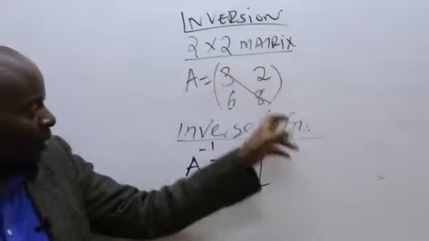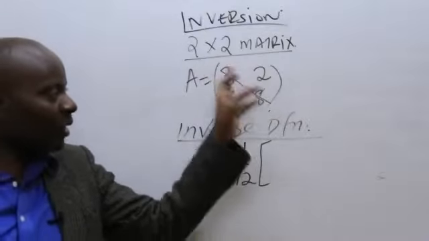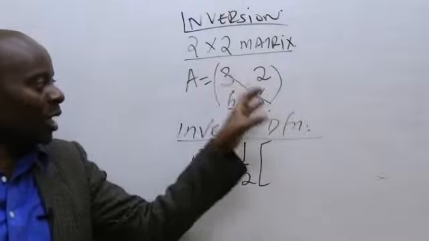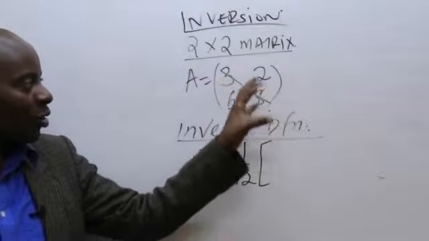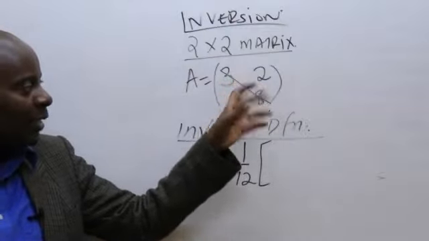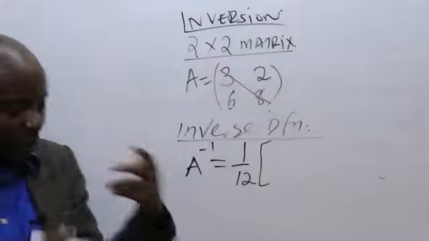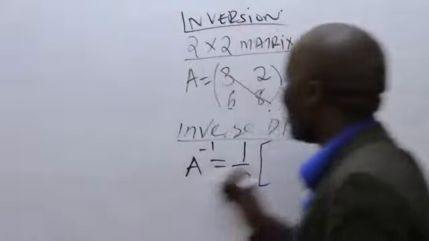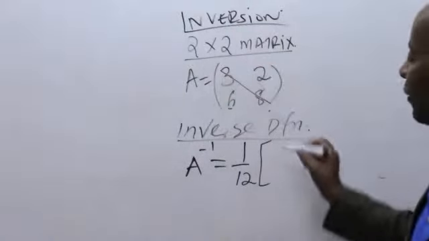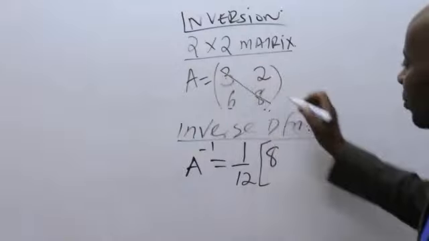These are the primary elements. So we swap them, and they take their respective positions. We interchange them between their respective positions. So we have 8 taking the position of 3, and 3 taking its position, like that.